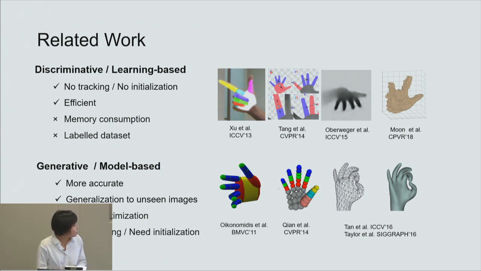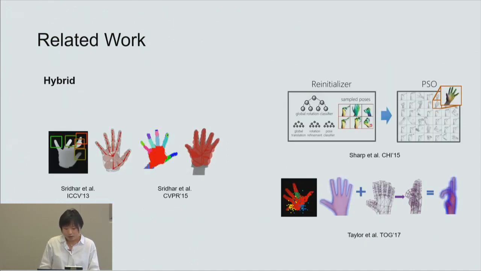The second method is the generative method. We assume we have a hand model, and we search the pose parameter space to find a configuration that best aligns the hand model to the input image. If we use a very good hand mesh model, for example, it can achieve very accurate results. But as the hand is in a very high dimensional space, it is very hard to converge without good initialization.